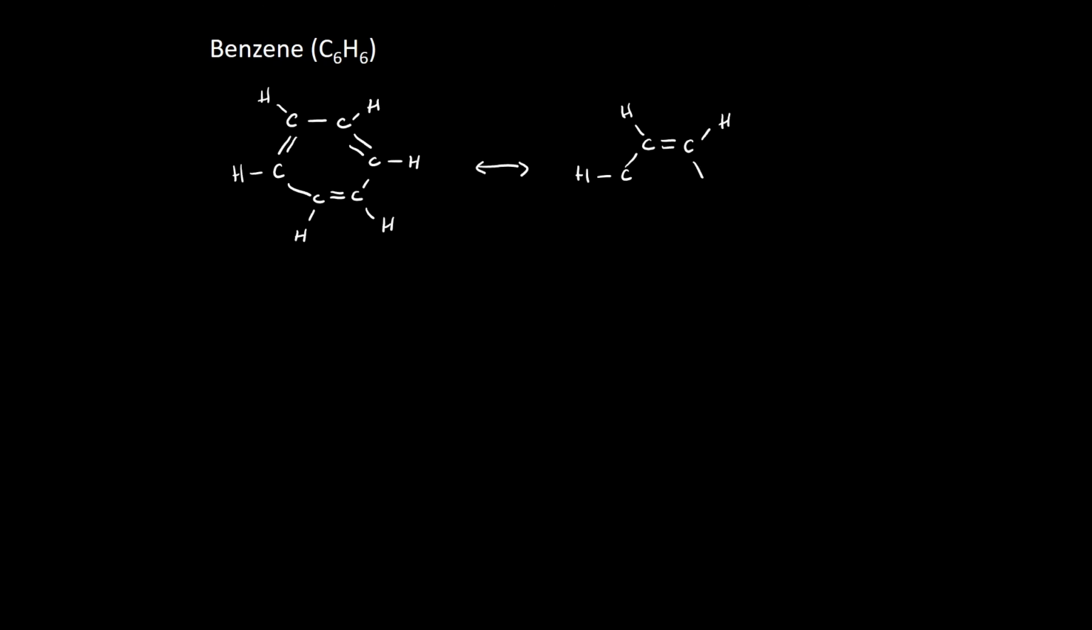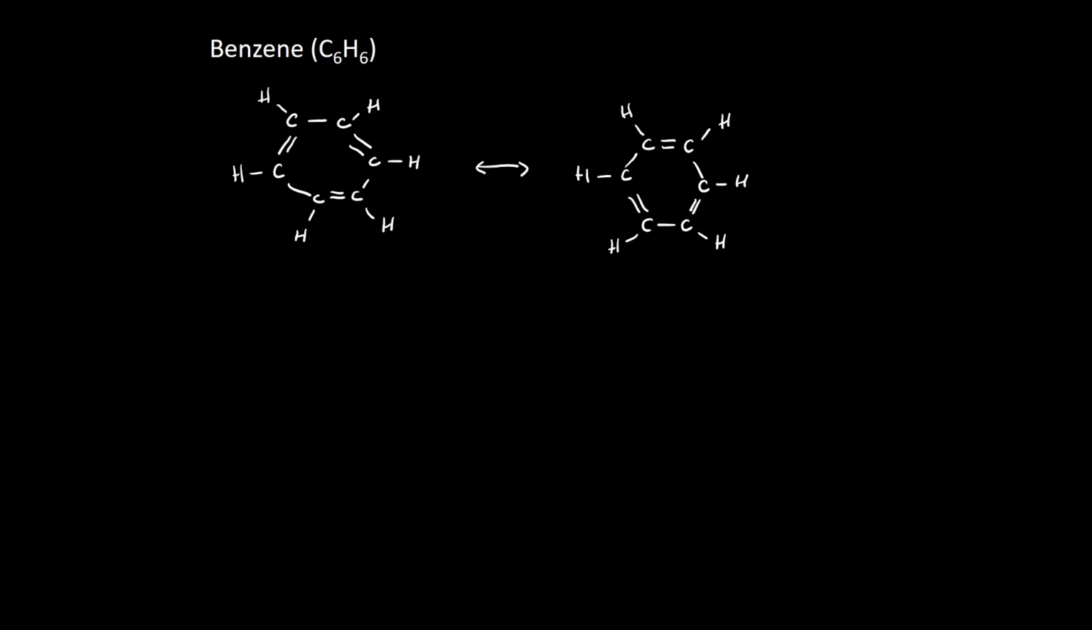Another common example of resonance is with benzene. You've probably seen benzene before. It has alternating single and double bonds around the ring. We can draw a resonance structure that looks like this. The location of the single and double bonds are switched.